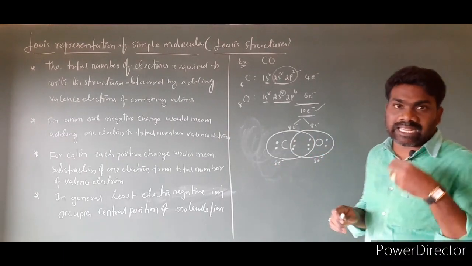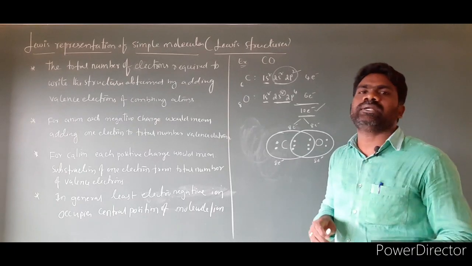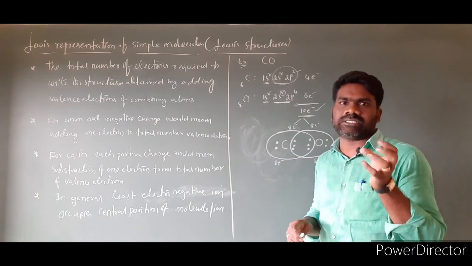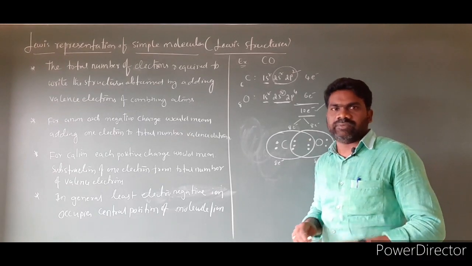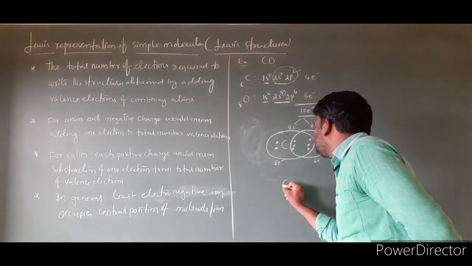Why do we take 8 electrons only? Because they reach octet configuration. There are 8 electrons in the outermost energy level of each atom, so they are stable like noble gases. In previous classes we discussed it. Then after this we have to write the structure.